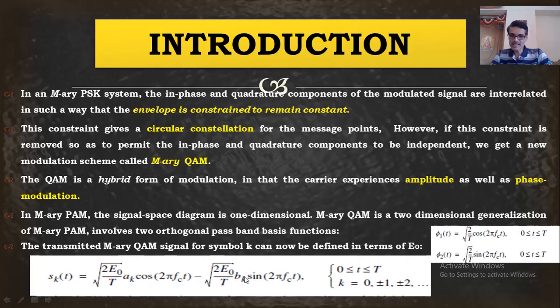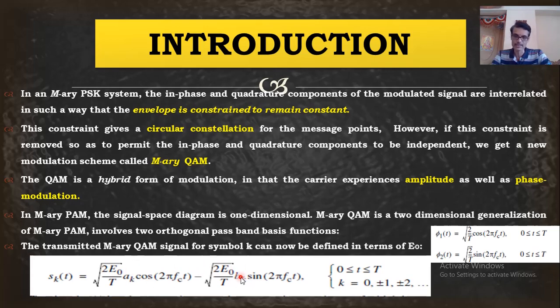So ak and bk are the integers which represent the amplitude, and E0 here is the bit energy of the lowest possible amplitude of the signal. Whichever out of these, we can have different amplitude levels over there.